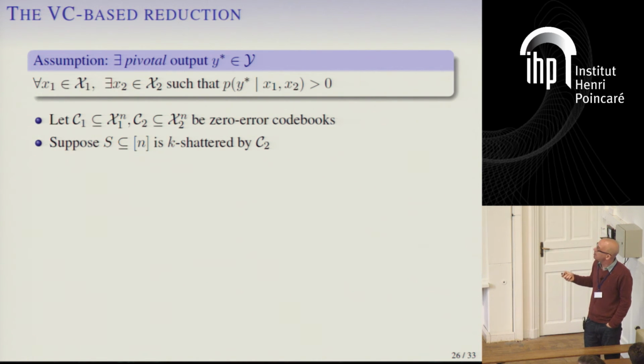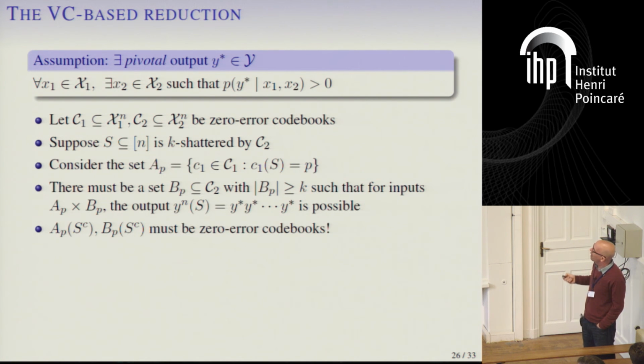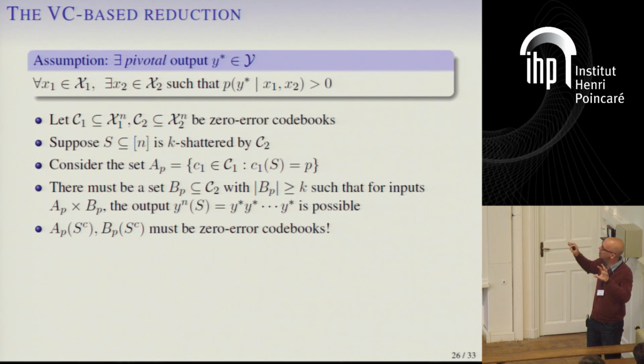And suppose that S is a subset of coordinates of C2 that is K-shattered by C2. Let me take all the codewords in C1 that have a specific projection P over these coordinates. Let's call this set AP. By our assumption of shatteredness, there must be a set BP in C2 with size at least K, such that if the first transmitter sends a codeword from AP and the second from BP, then the all y star output over S is possible. So these coordinates are not useful, because you can get confused over them.